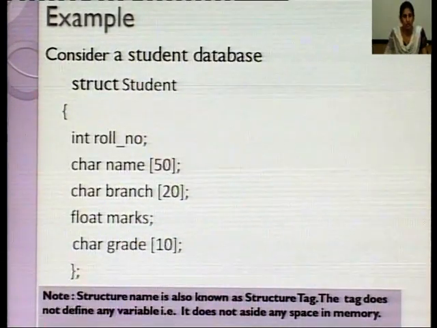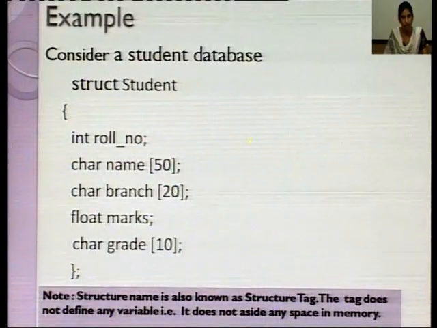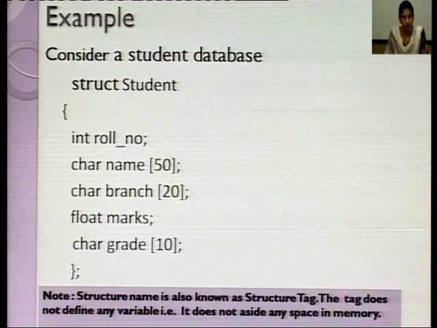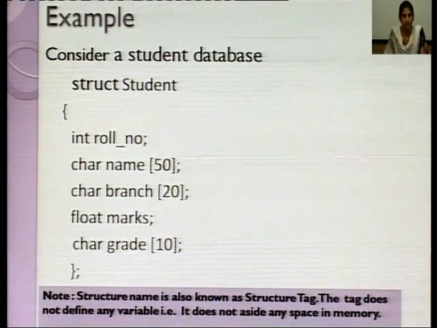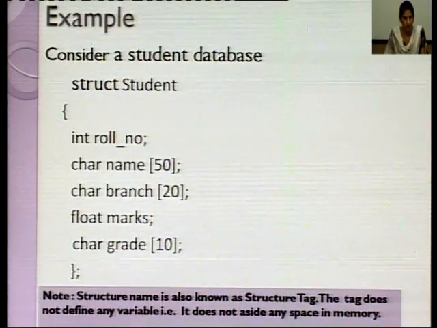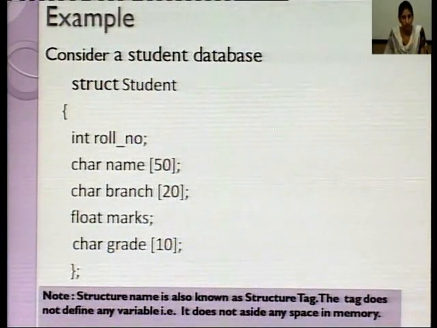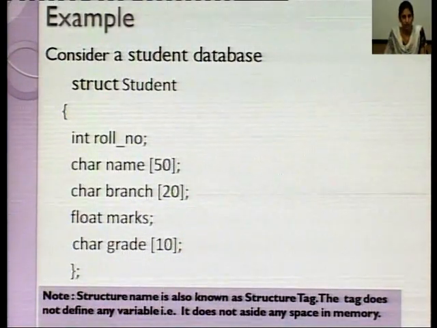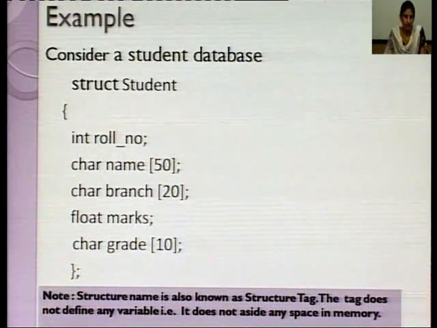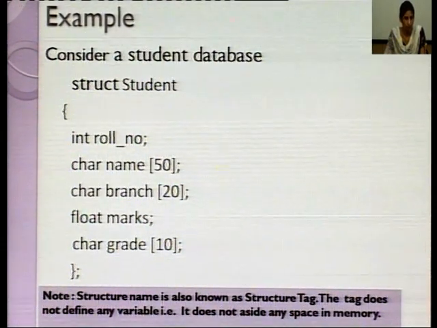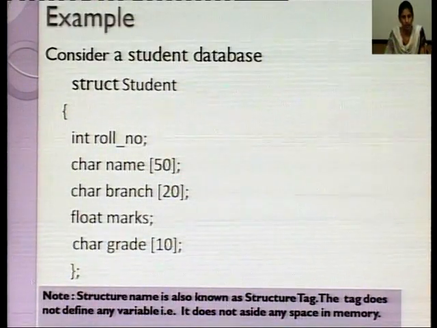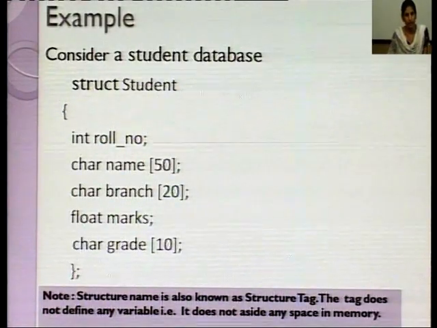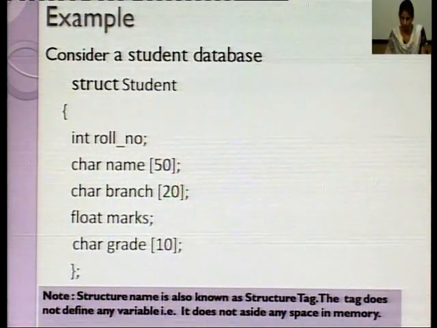We will study an example in programming in C. Consider a database of students. We will write the keyword struct, then the name of the structure. Here student is the name of the structure. Curly braces start, then integer type roll number, a variable declared as a member of this structure student. Then we declare name as character data type, and then branch also as character data type, and then float marks as float data type. Then grade also of character data type.